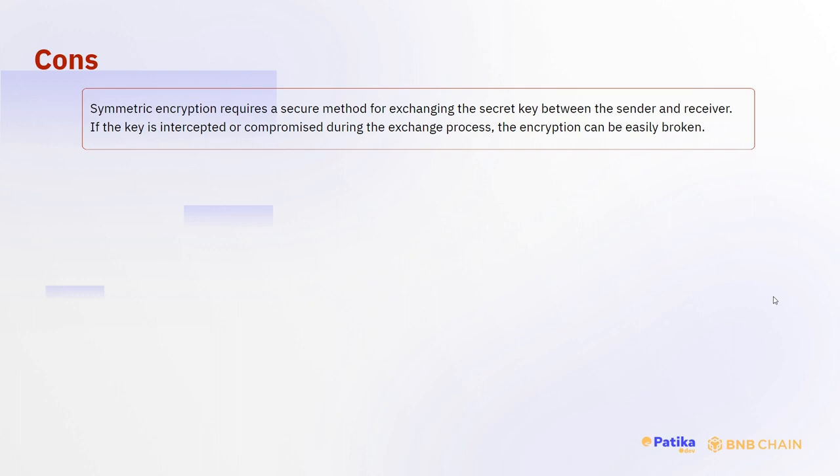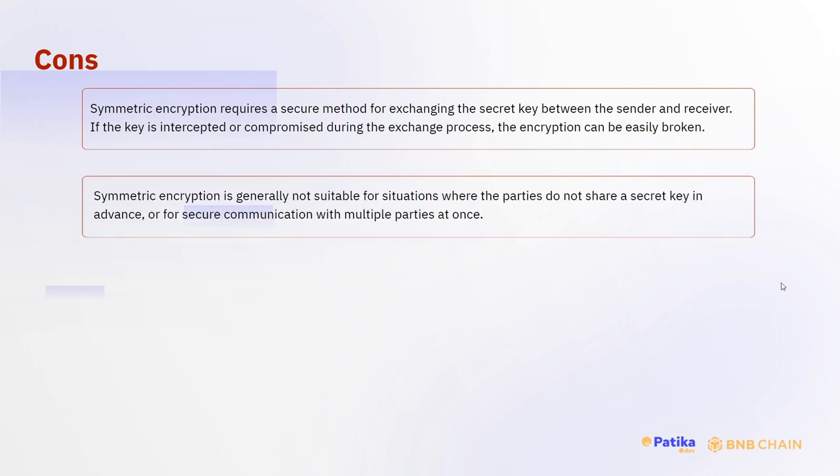So what are the cons? Symmetric encryption requires a secure method for exchanging the secret key between the sender and receiver. If the key is intercepted or compromised during the exchange process, the encryption can be easily broken. Symmetric encryption is generally not suitable for situations where the parties do not share a secret key in advance, or for secure communication with multiple parties at once.